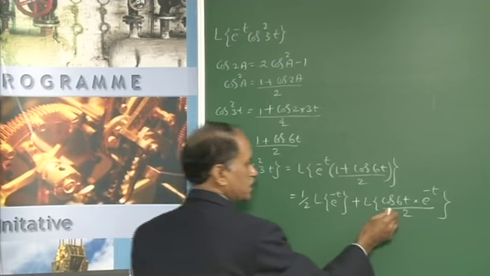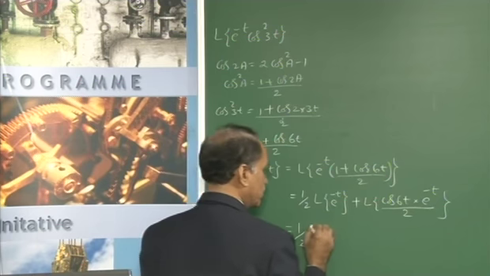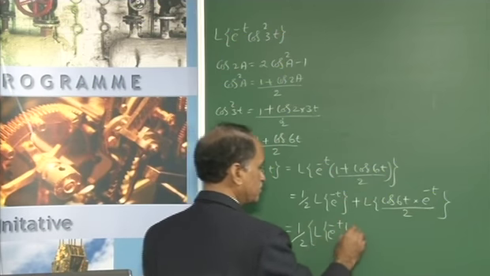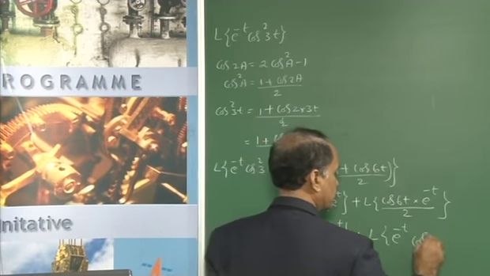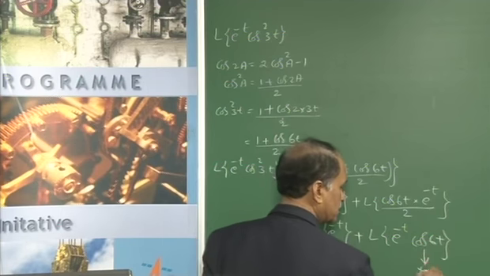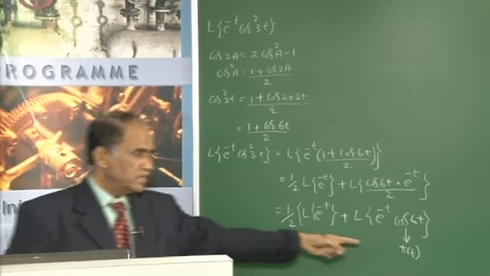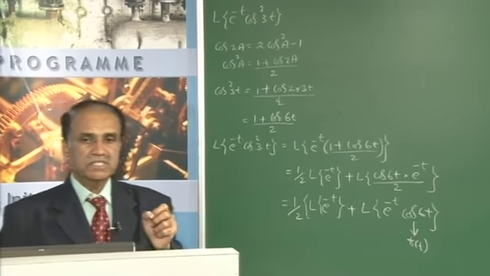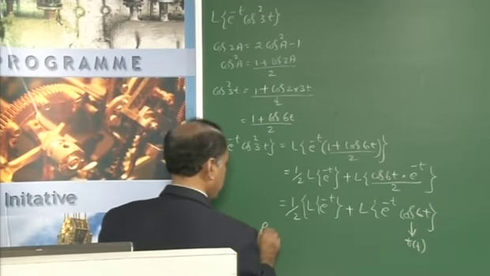Now, in this case, from both the terms you can take 1 by 2 outside, then L of e to the power minus t, plus L of e to the power minus t cos of 6t. This happens to be f of t. Firstly, you have to write what is the Laplace transform of this function and express it by the definition of Laplace transform as f of s, so that becomes f of t, cos of 6t.